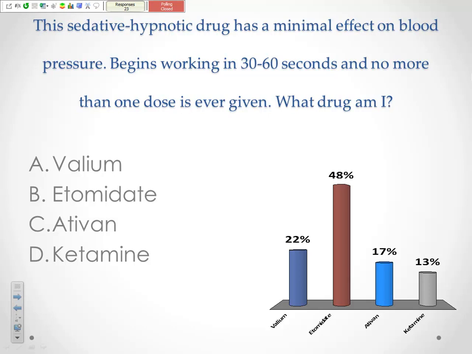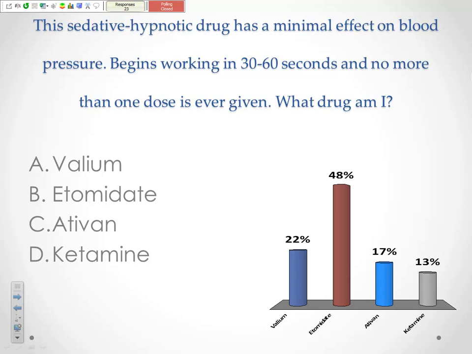All right, what about Valium? What do you use Valium for? Feeling good. Seizures, right? Valium and Ativan are both benzodiazepines, both used for seizures. Also can be used for sedation purposes for someone who is going to be getting a paralytic for RSI. So the correct answer here is Etomidate.